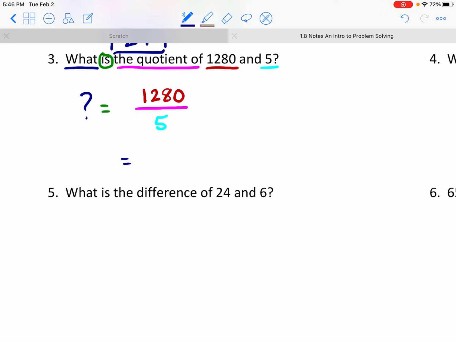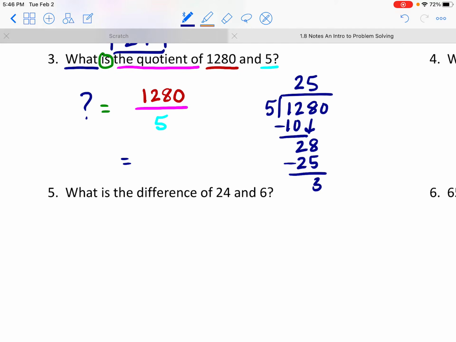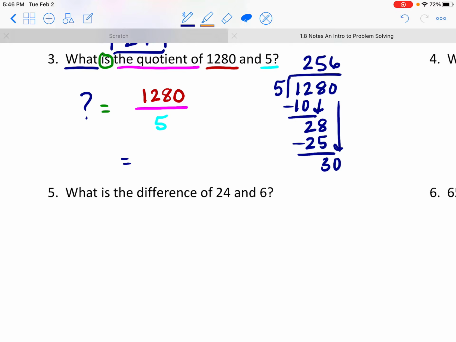So our result's going to be, I'm going to do a little long division here, 1,280, although feel free to use a calculator. 5 is going to go into 12 twice. 2 times 5 is 10. When I subtract, I get 2. Bring down the 8. 5 goes into 28 5 times. 5 times 5 is 25. I'm going to subtract to get 3. And then if I bring down the 0, 5 goes into 30 6 times. So this is going to be 256. I'm going to leave my work here. So our missing number, the answer to this question is 256.